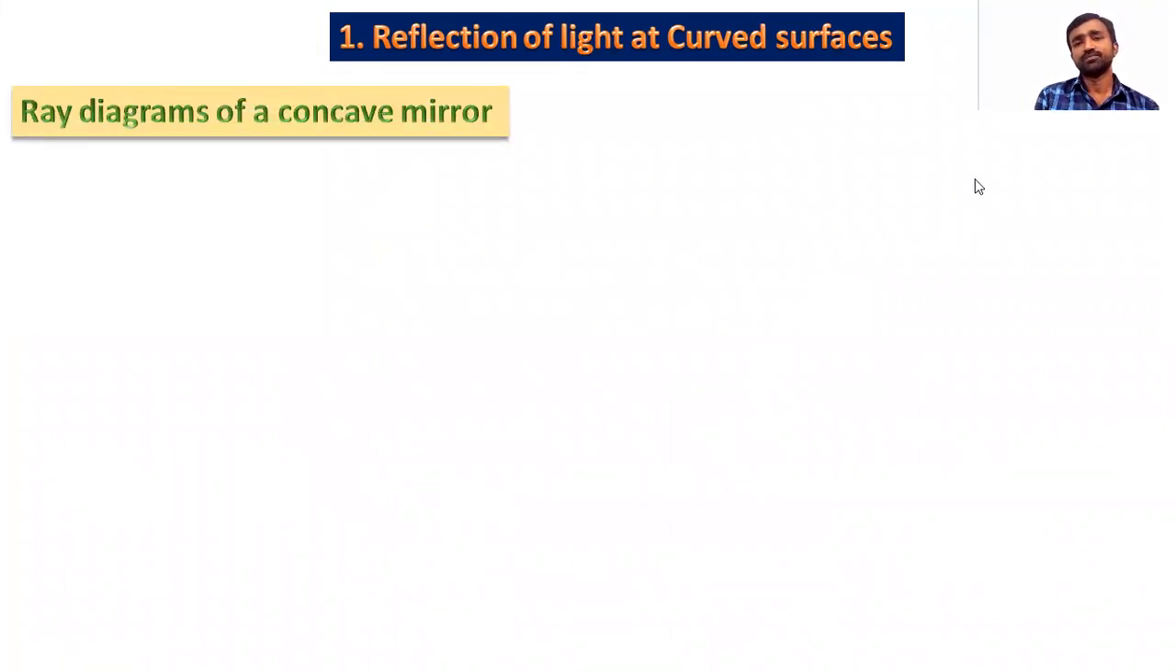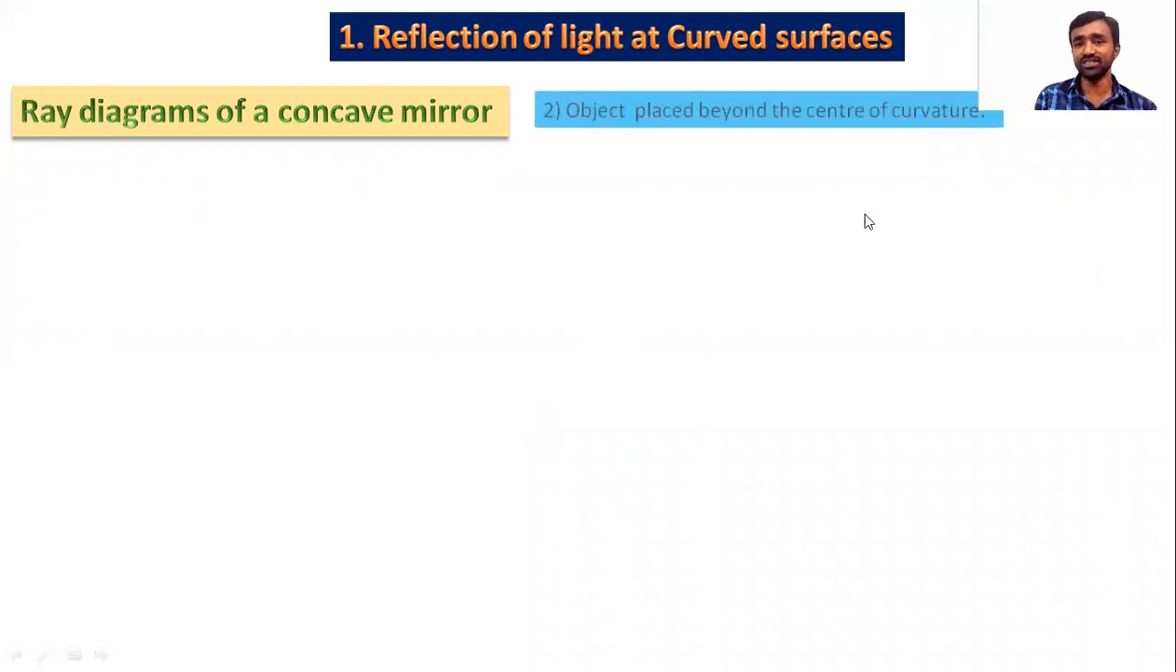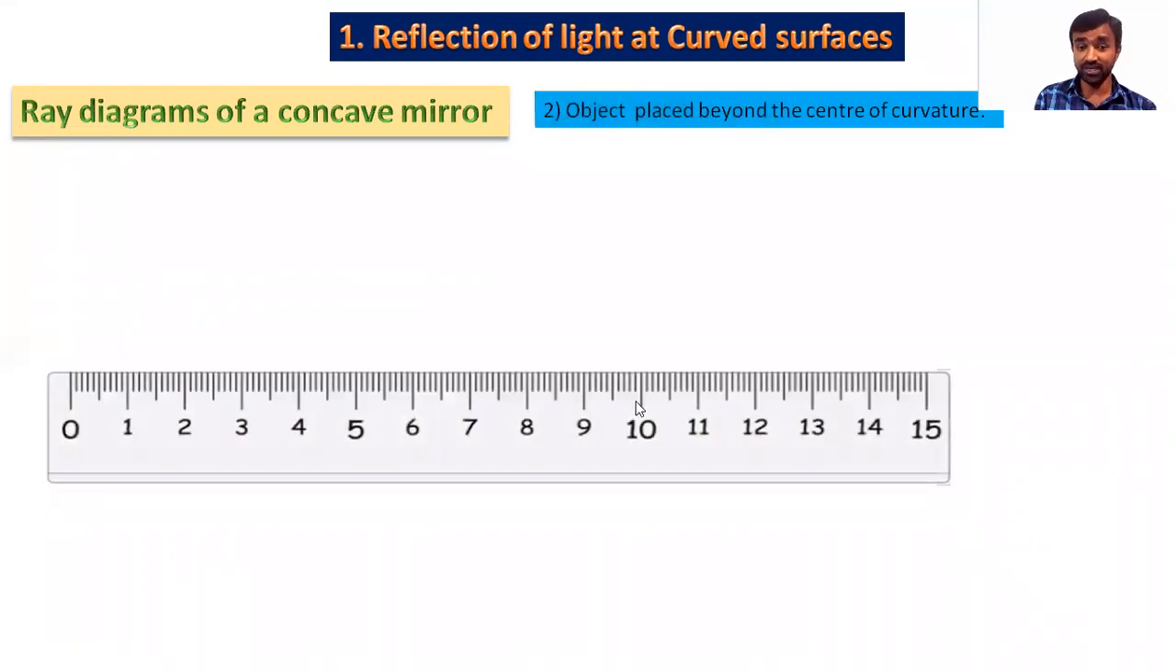Second position. Very far from the mirror. I am moving towards the mirror. So what point? Beyond C. Very good. Beyond C. The second position is beyond the center of curvature. So for that, I will follow the same process.